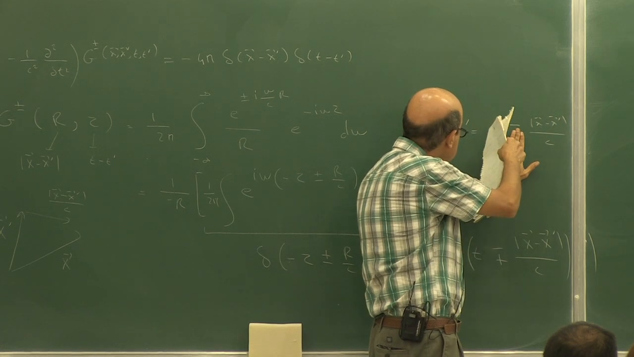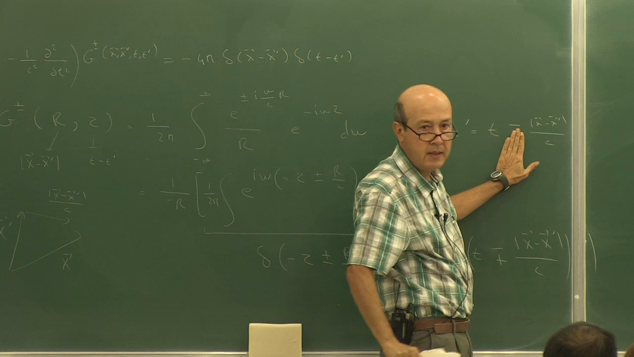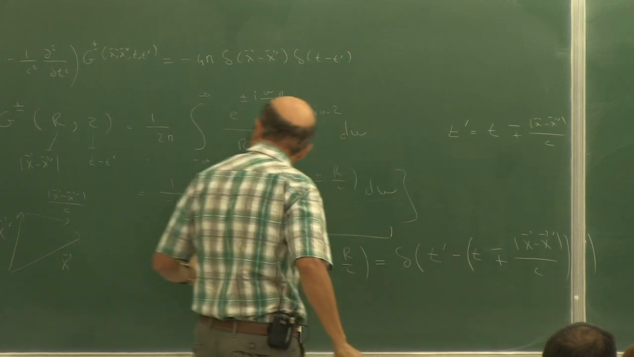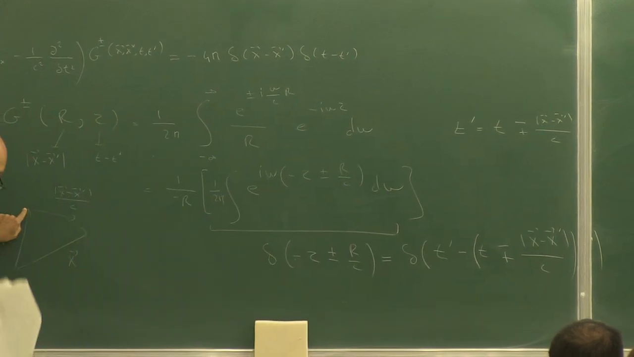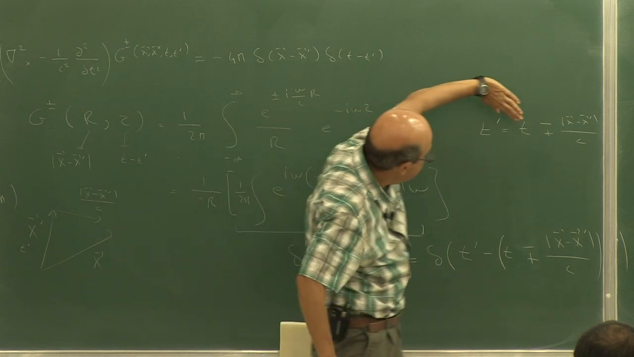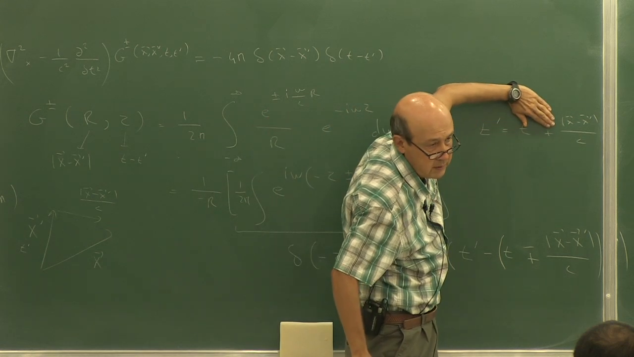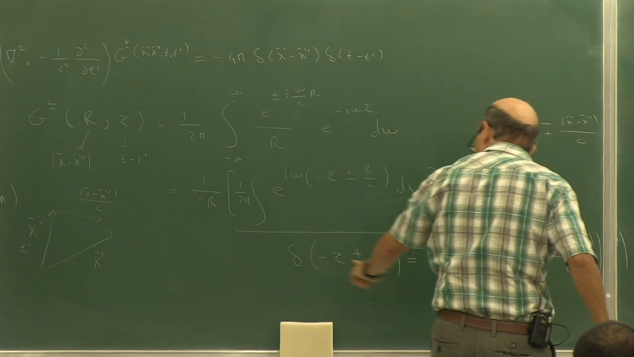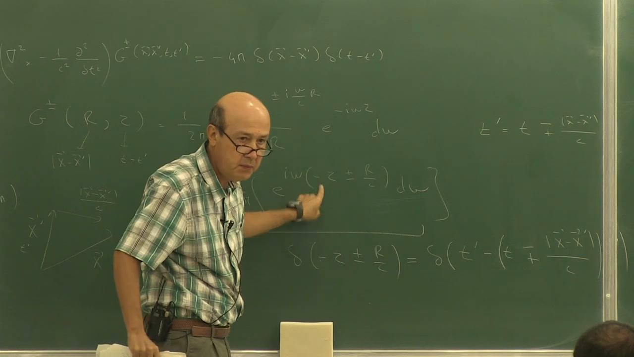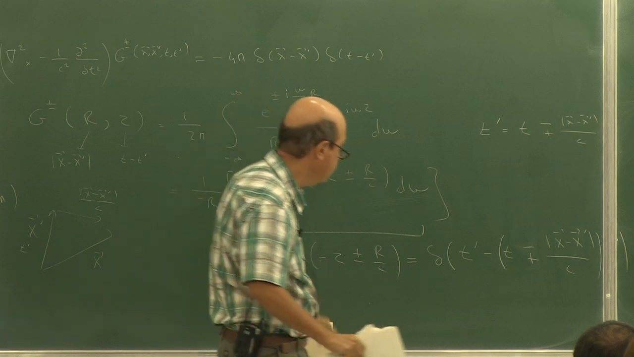T is equal to t prime plus delta x over c. That means that the event occurs, then we see it later. That is used for the retarded Green's function. The other sign will be, of course, the opposite. So in my notes from last time, I forgot this minus sign. Put the minus sign, now everything is okay.